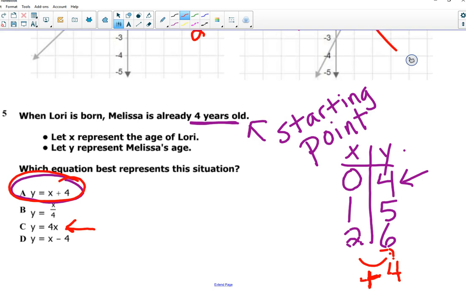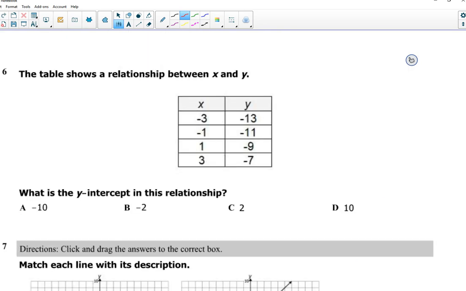Yes? How would you know if it's times? If she was 4 times older, or for every year that Lori was, Melissa was 4 years, then it would be 1 and 4, 2 and 8, 3 and 12. You could see, but if you're not sure, that's why it's really good to make a table or just write down the numbers and see how they change based on the scenario. Good question.